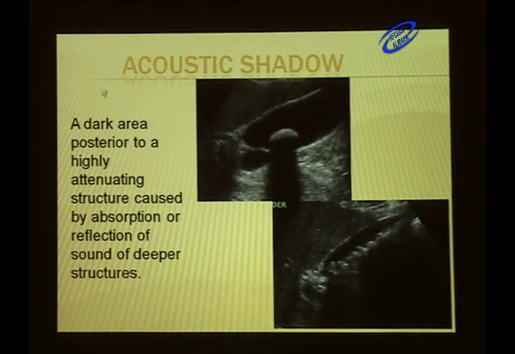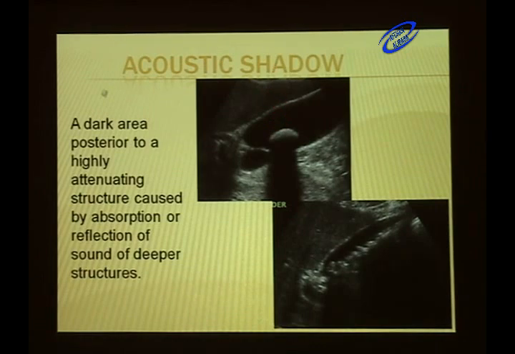To explain this, when sound waves strike an object which has the power of attenuation or reflection because of its density, then all the sound waves will either be absorbed or reflected back. And this occurs typically with stones, bones and metals. So when a structure is reflecting the sound waves itself, it will appear bright on ultrasound.